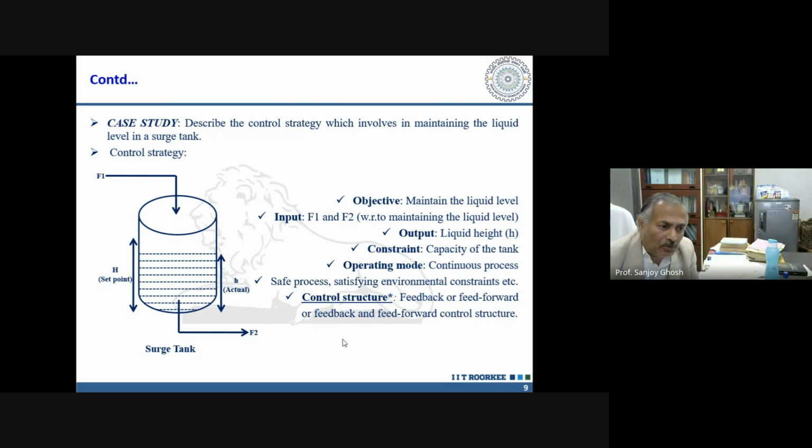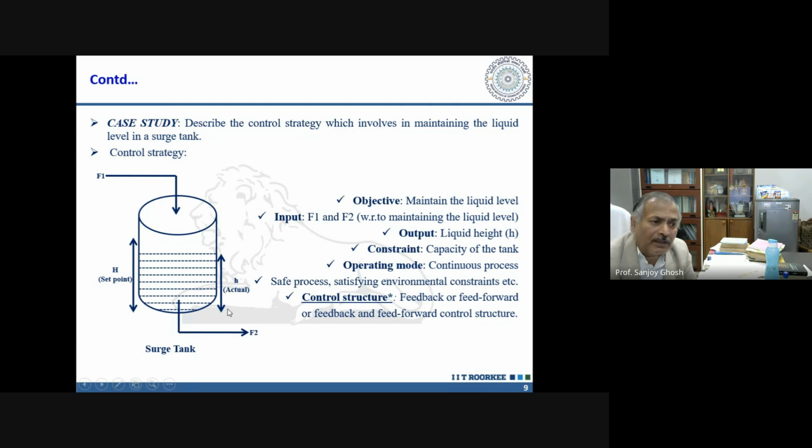Now what is the input? Look at F1, that is the flow rate, the inflow rate, and the outflow rate. Both are input. Don't think that F2 is the output. F2 is the flow out of the tank, and F1 is the flow rate going into the tank. So these are the two things, but both are input only. Don't think that one is input and another is output. So input is F1 and F2 both.